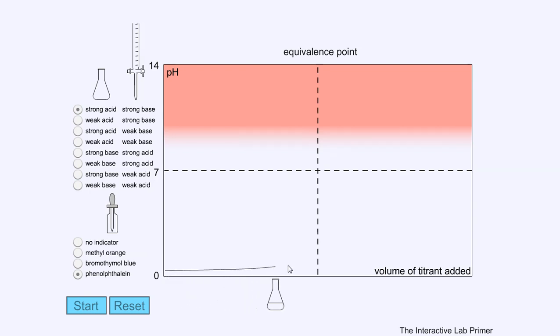and you can see it's a gentle slope, and then it suddenly changes from colorless to pink. Although it does it over there, it's so close to the equivalence point, you could still use it.